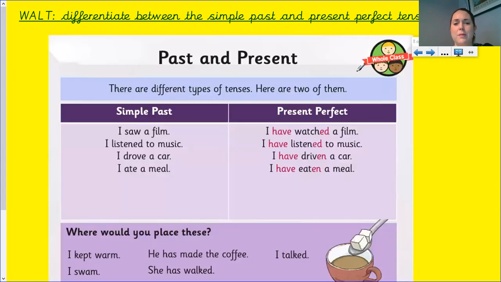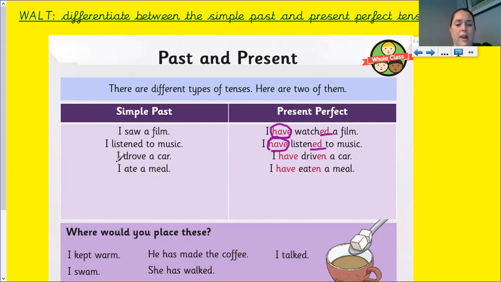What we've been looking at there is some examples of the simple past and the present perfect tense. They are two different tenses. In the simple past tense, we might say, I saw a film. In the present perfect tense, we might say, I have watched a film. So we've got that extra word in there, have. In the simple past, we might say, I listened to music. And in the present perfect, we might say, I have listened to music. We've got that extra word in there, and it's the word have again.